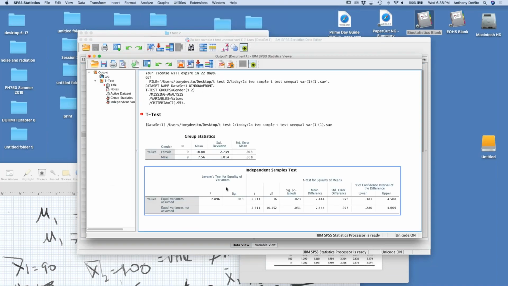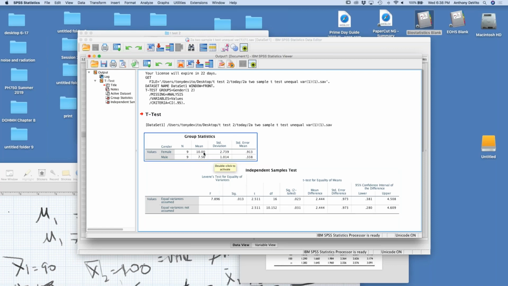There we go. Okay, so let's take a look at this Levene's test for equality of variances. First of all, this is 10 and this is 7.56. The means are approximately the same. But look, the standard deviation for female is 2.7, and the standard deviation for male is 1. That's more than double the other. So in this case, I would use the formulas for unequal variances.